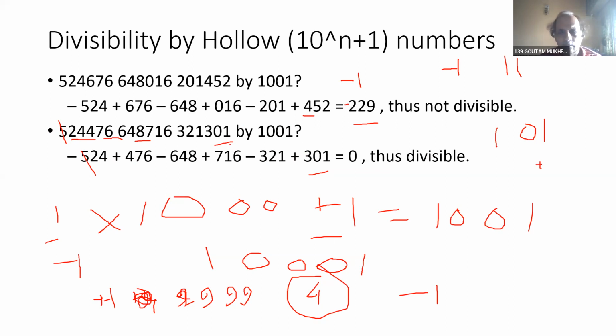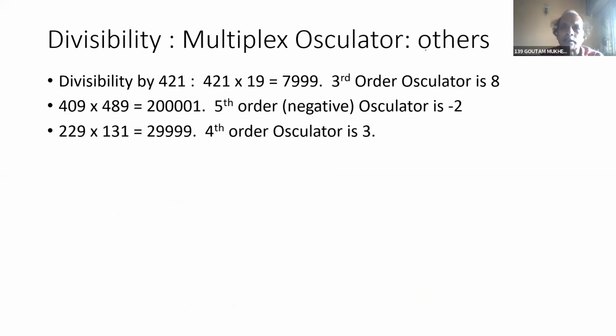The last 5 minutes are there. So here, multiple oscillators. Suppose I want to do by 421. I find that 421 into 19 is 7999. I do not have time to show how we find it. It is by trial and error, but actually there is a procedure. There is a long procedure.